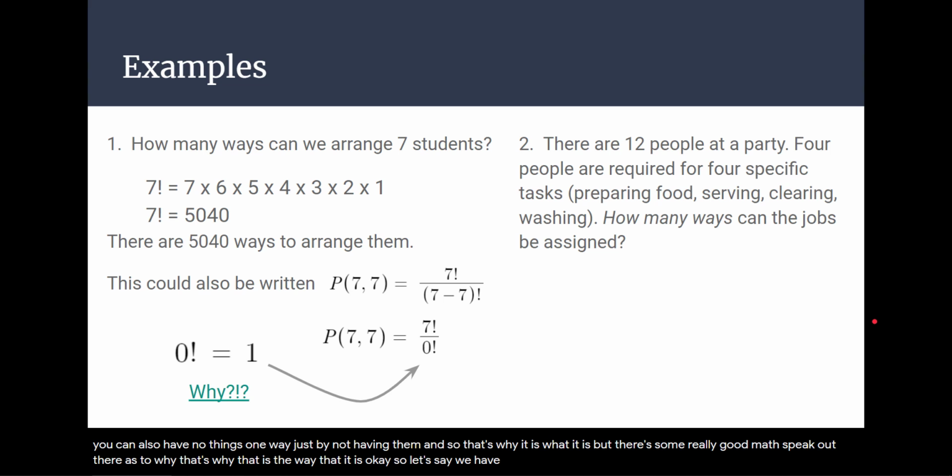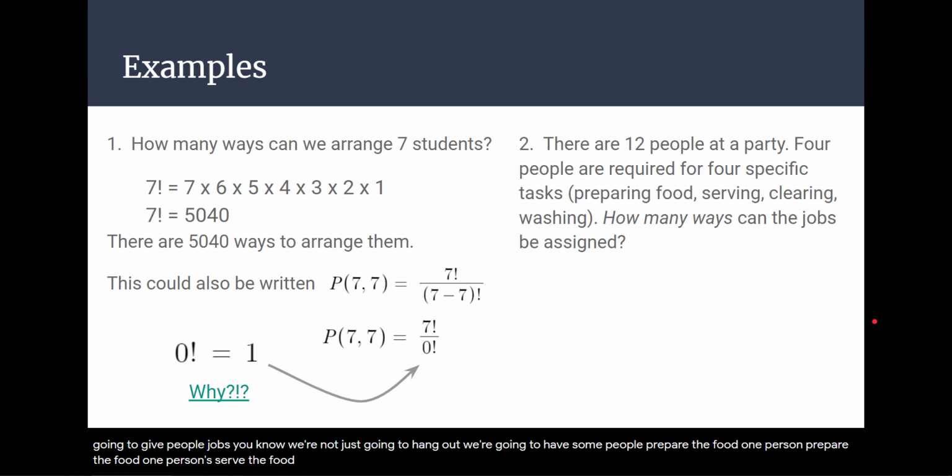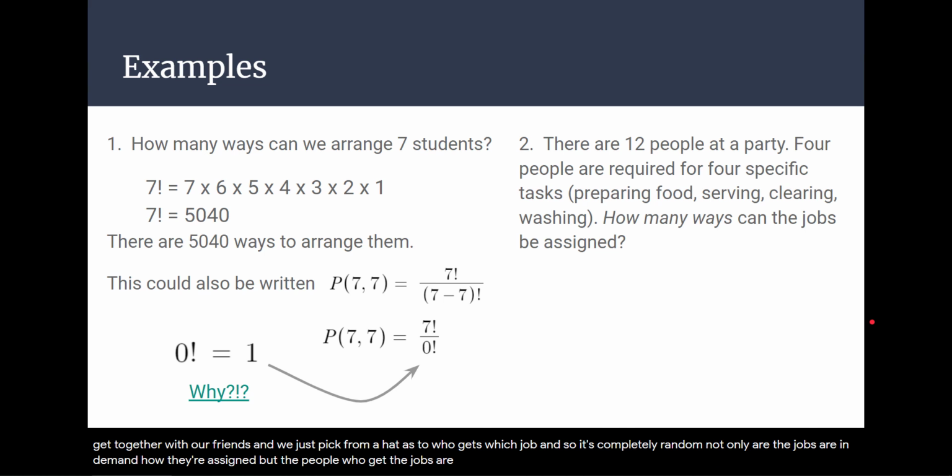Okay, so let's say we have 12 people at a party. And it's a little bit of a mature party. We're going to give people jobs. We're not just going to hang out. We're going to have some people prepare the food, one person serve the food, one person clear the table, and another person do the washing. And so maybe this is something we get together with our friends, and we just pick from a hat as to who gets which job. And so it's completely random. Not only are the jobs random and how they're assigned, but the people who get the jobs are random. So 8 of those people won't have a job this time, but maybe the next time we get together, we swap it out. Now, how many different ways can we do that?